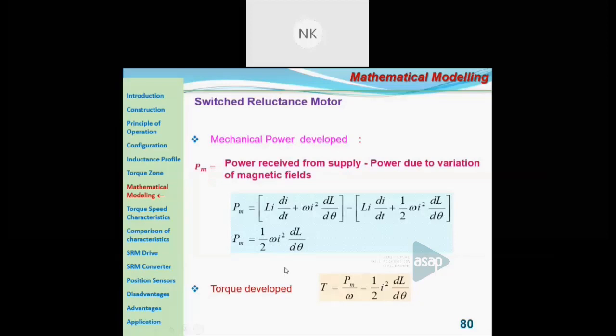And if you want the torque developed, you get this mechanical power divided by omega. So dividing by omega, you simply get half of I square into dl by d theta. This is the torque developed in the case of a variable reluctance motor.